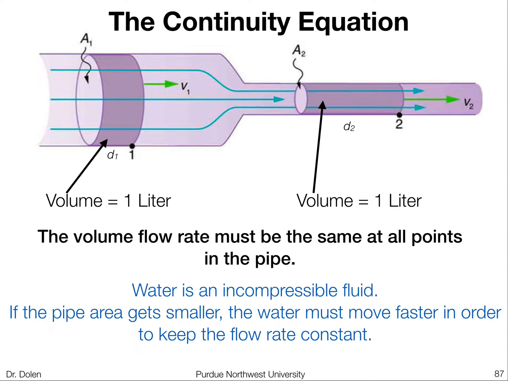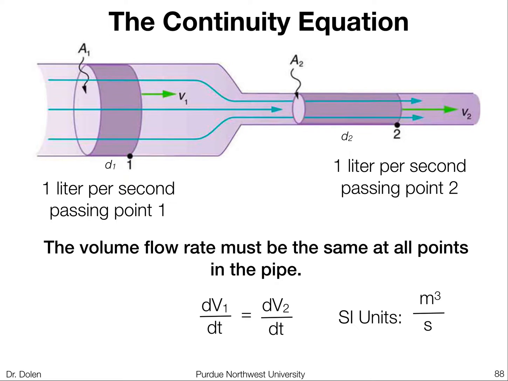So how do we say this in equation form? What we're saying is that the volume flow rate is constant. The volume flow rate, dV/dt at point 1, is equal to the volume flow rate at point 2. That's all there is to the continuity equation. The volume flow rate in a pipe that's completely full with an incompressible fluid has to be the same everywhere. If you put 1 gallon in this side of the pipe, 1 gallon has to come out of this side of the pipe, no matter what.